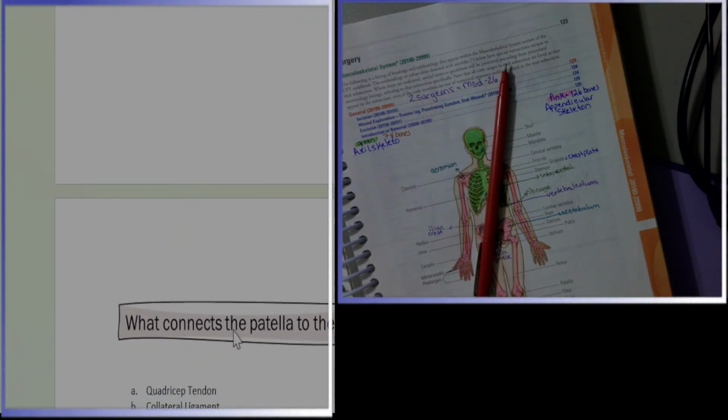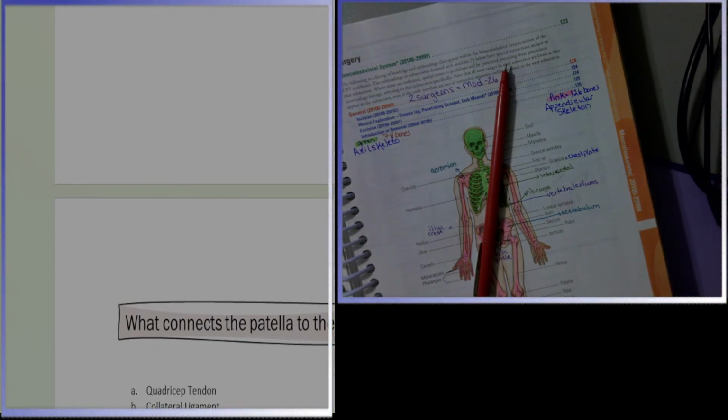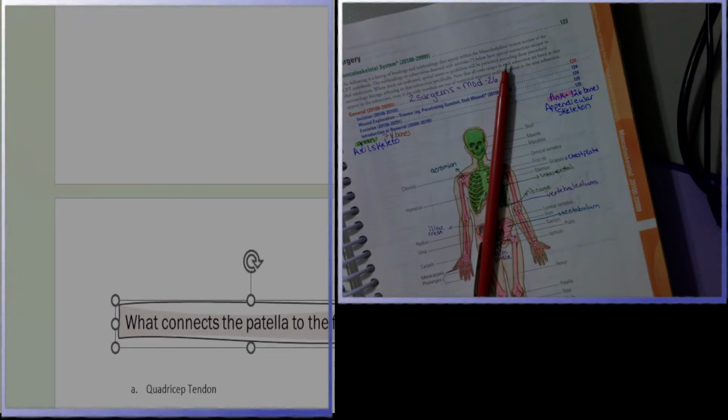What connects the patella to the femur? And let me see if I can get this better view for the YouTubers. There we go. So I have quadriceps, collateral, cruciate, and tricep. What the heck do I have down there? I wrote this question, so. What connects the patella to the femur?